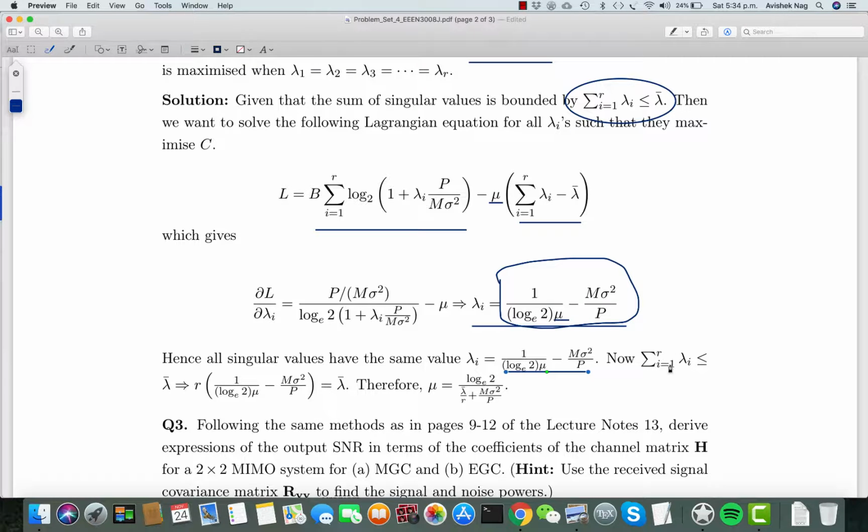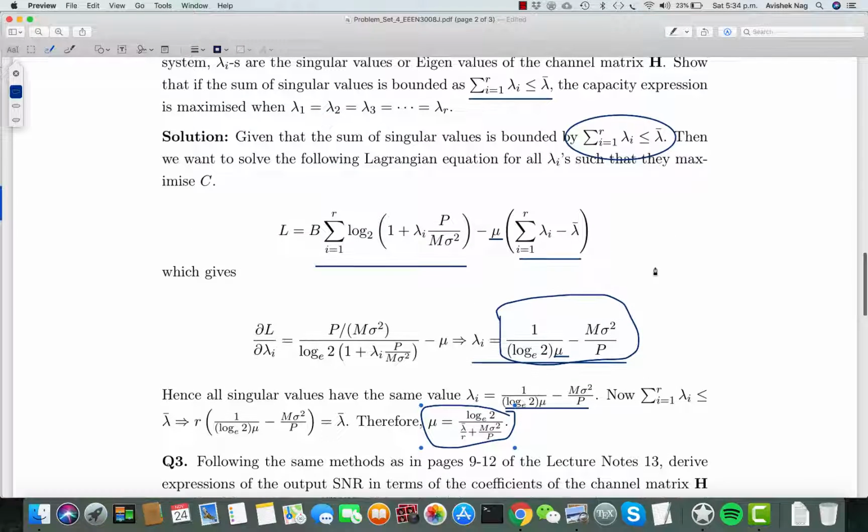And if you now sum all the lambda i's and set it less than or equal to lambda bar, which was the original constraint, then you will get this equation. So your lambda bar is equal to this, and therefore you can calculate mu, which is the Lagrangian multiplier. So mu is given by this equation. So therefore you can show that the capacity is maximized when you have all these values equal to the same value, and that same value is given by this value.